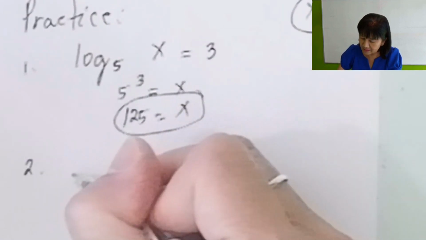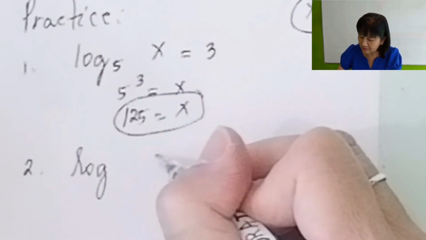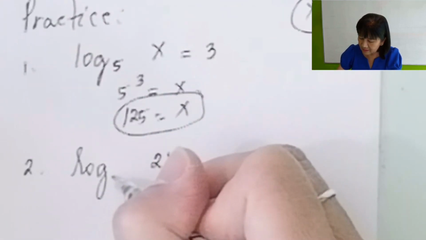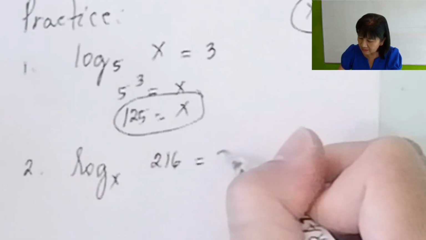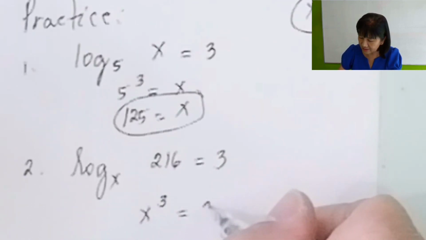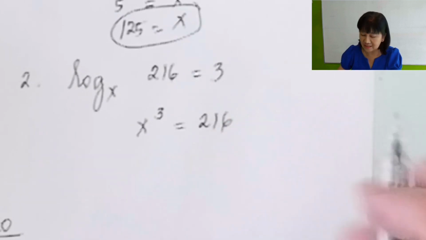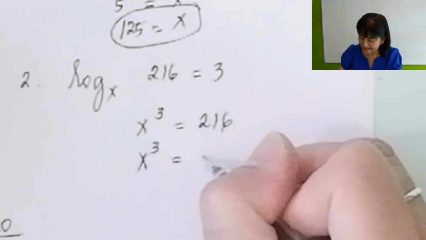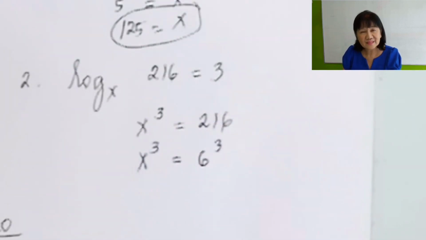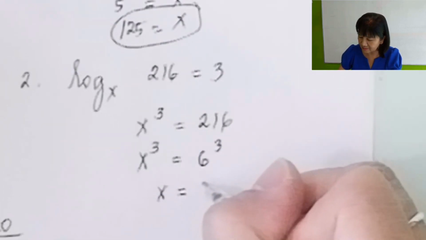Okay. This time, let's put the x here. So let's say log of 216 base x equals 3. Apply the definition again. x raised to the third equals 216. Then think, what number do you multiply 3 times so you get 216? Isn't it 6? 6 times 6 is 36, times 6 is 216. Therefore, x here is equal to 6.